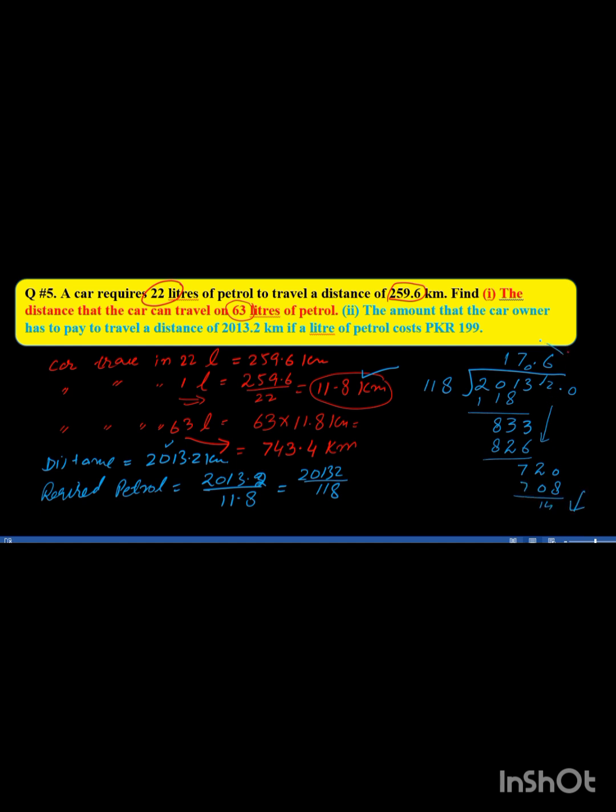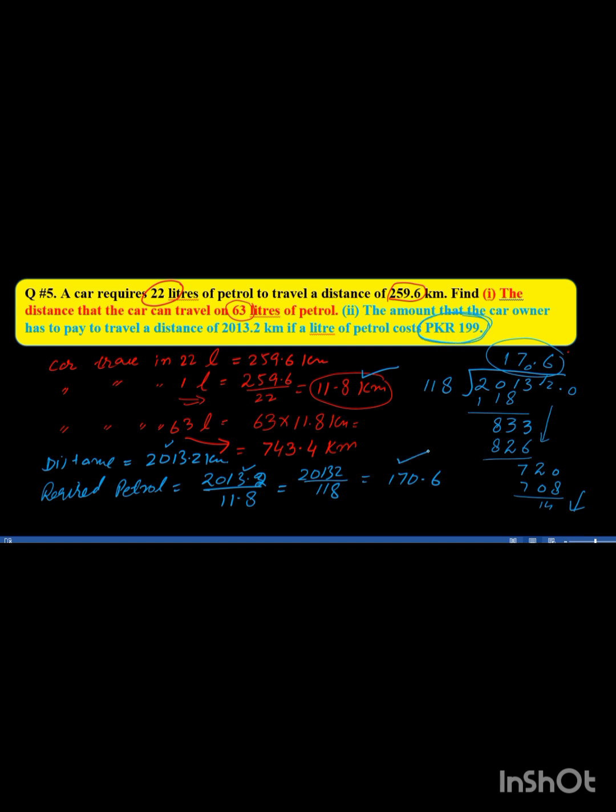That is enough. We get the answer till one decimal and we get the answer that is 170.6 liter petrol he required to travel the 2013.2 kilometer. Okay, now the cost is given, that is per liter cost is 199.